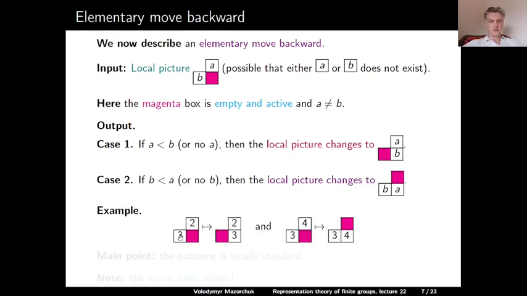So here are two examples. The active box with 2 above and 3 to the left, so we swap the active box with 3. The active box with 4 above and 3 to the left, we swap the active box with 4. And again, the point is that the outcome is locally standard. In the picture which we get, the outcome is standard, and the active node moves upwards or to the left.